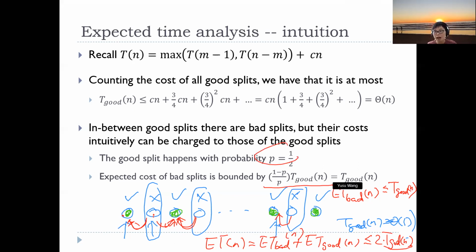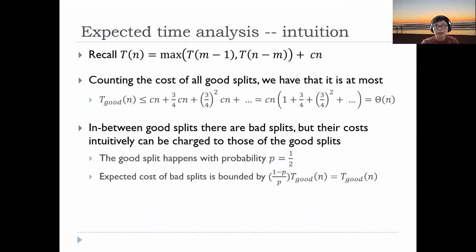Okay, but since P equals 1/2, the expected cost that you're going to spend on the bad ones is bounded by the expected time you're spending on the good ones, which means that the total expectation is dominated by the good time, which is only linear. Okay, so that's the intuition. Okay, all right.